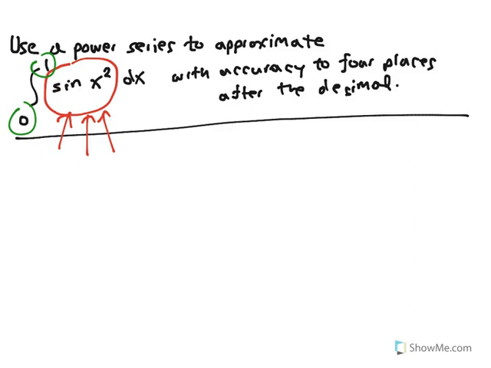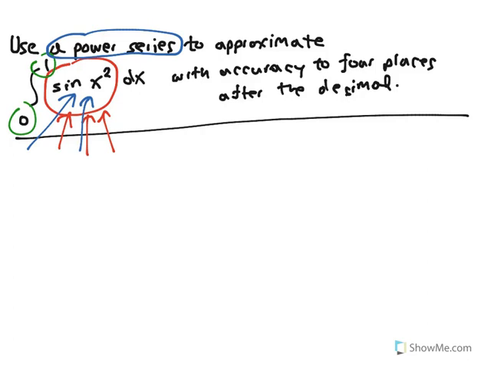So the next thing that we can think of is to approximate the value of this definite integral. And the way we will do that is by using a power series to represent the integrand. And then because each term from our power series is a power function, we can easily integrate power functions using the integration rule for power functions.